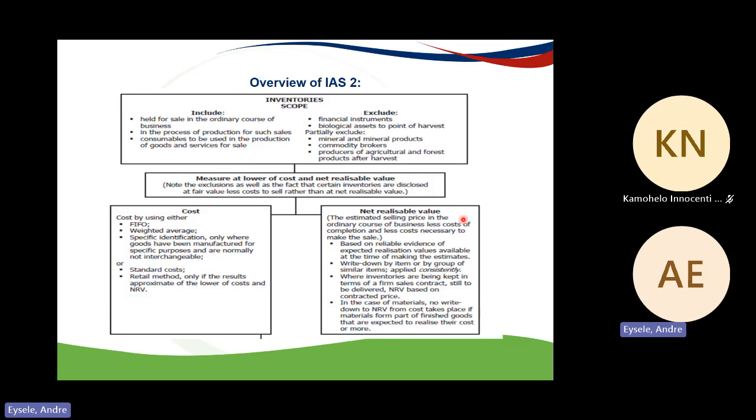What is NRV? Just from a theoretical perspective, it's the estimated selling price in the ordinary course of business, less cost of completion and less cost necessary to make the sale, based upon reliable evidence of the entity. Remember, this is entity specific. It can consist of write-downs by items or group where inventories are being kept in terms of a firm sales contract. In the case of materials, no write-down to NRV from cost takes place if the materials form part of finished goods that are expected to realize their cost or more.